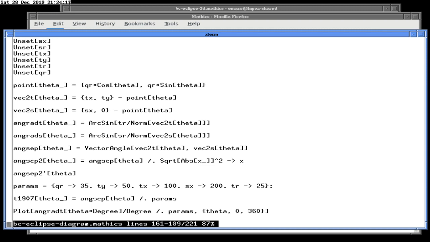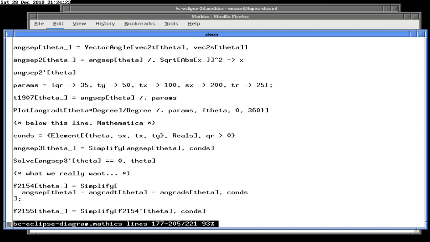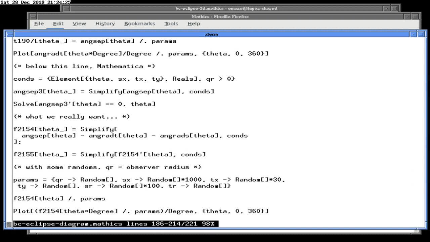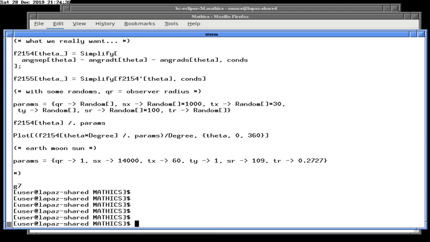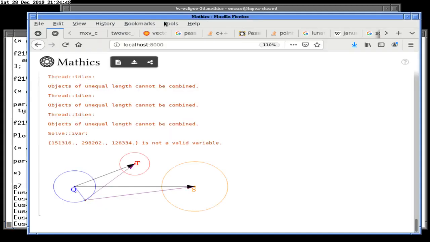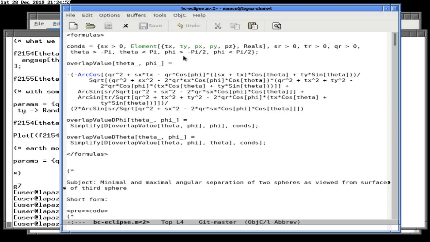Okay, that's angular separation, but we still need angular radii, and we need to combine them. That's still not what we want, even though it says over f2154. What we really want, we don't really want that, because our formula is a little bit more complicated than just subtracting off the angular radii from the angular separation. The problem is, I don't think we actually put that formula in here. We derived it after we did this. So we're just going to use the form that we have. You'll have to trust me on this, which is actually fairly useless now. This is the overlap value, which is not really that great.